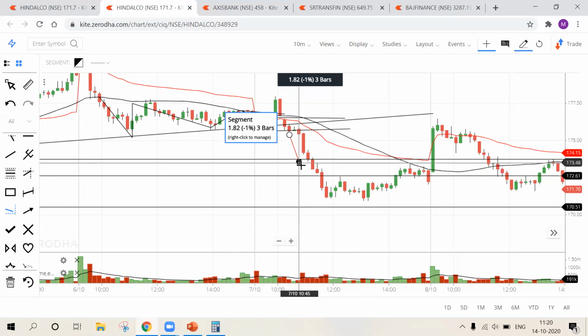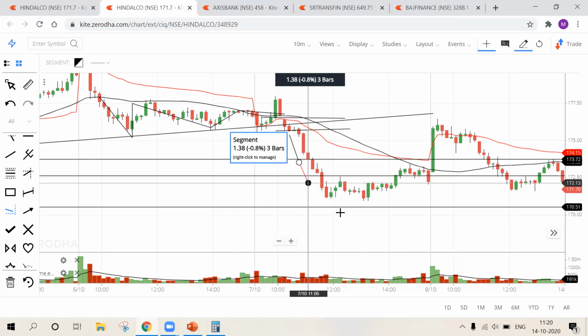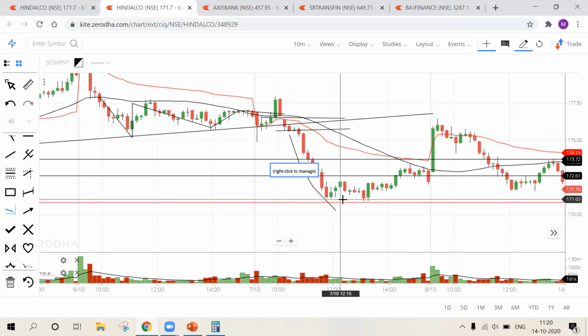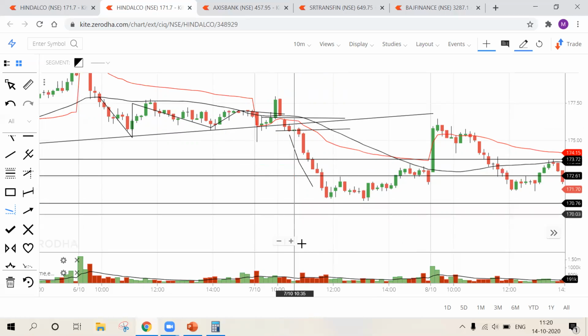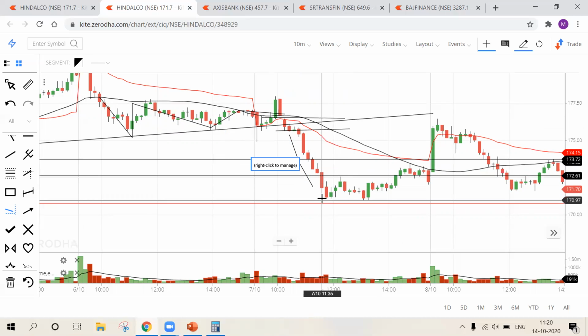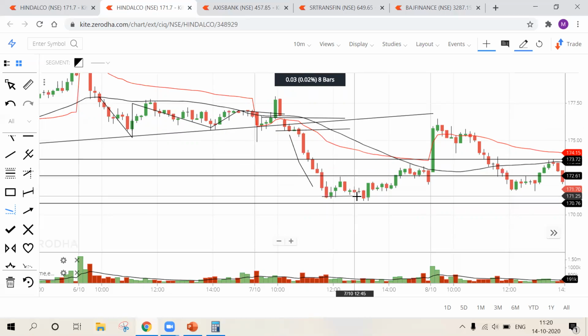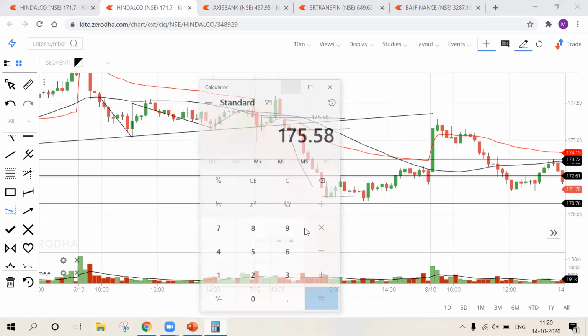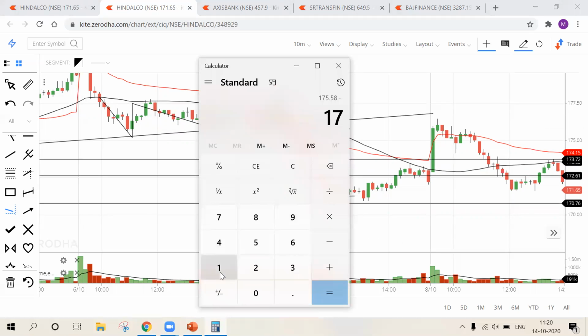Now see, all these are my profits. My first target hit and also the second target and also the third target. It's close to the third target. So all my targets got hit. So I'll be buying back here at this point, at 171.28. Sorry, I'll be buying there because I made a short position. So I'll be selling first and I'll be buying back later. I have sold at 175.58.